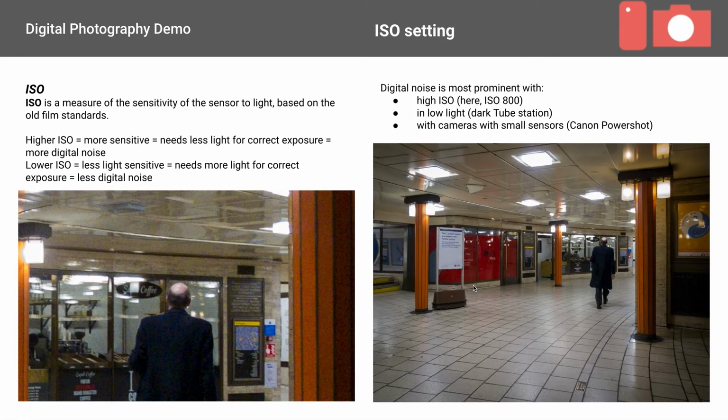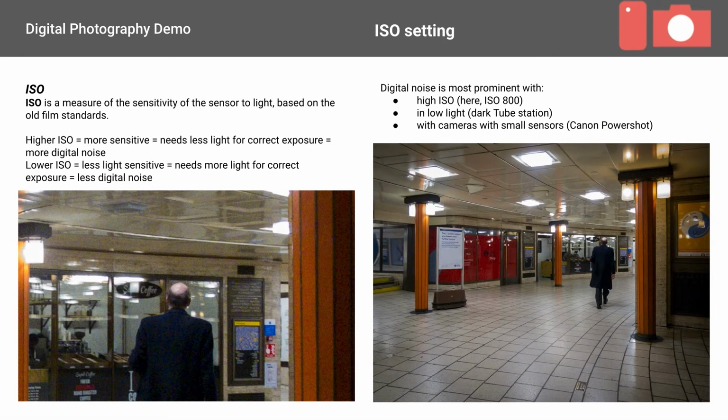Okay, I want to talk a little bit about ISO and also about exposure. ISO actually stands for the International Standards Organization. It's a measure of the sensitivity of the sensor to light. It's actually based on how they used to test film. The higher the ISO, the more light sensitive the sensor is, the less light it needs for exposure.